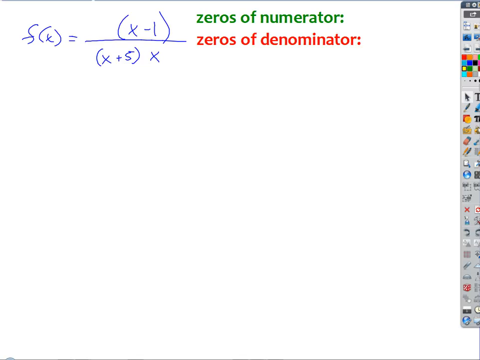Okay, zeros of the numerator. Emma, what are the zeros of the numerator here? Good, only one of them, and it's x equals 1. Zeros of the denominator.